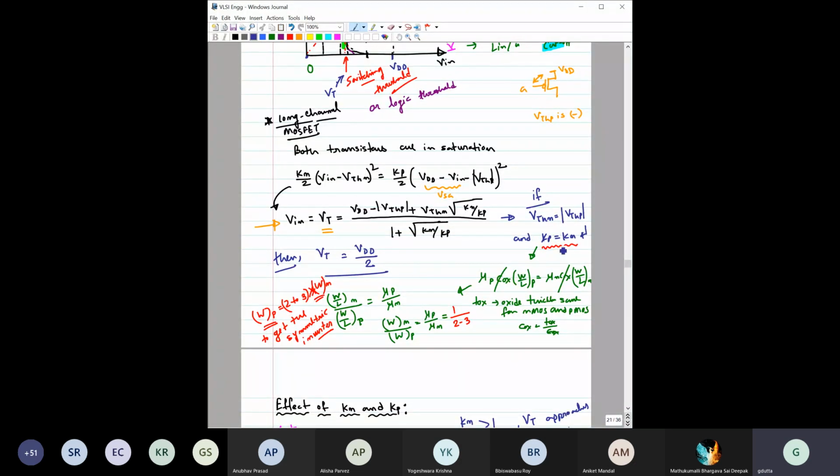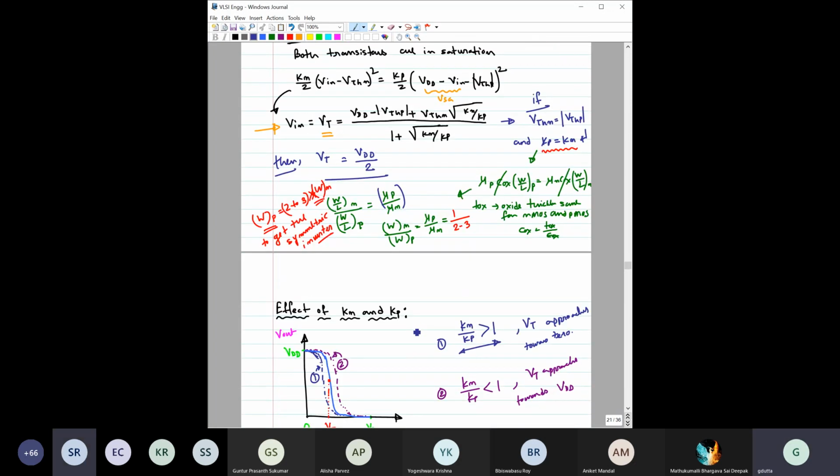If we write the complete expression of Kp and Kn, and Cox is the same, from here you can easily get an estimation of what the ratio of W by L should be for NMOS and PMOS, because we know the ratio of mu p and mu n, the ratio of the mobility. From this criterion, we have seen that the PMOS width has to be at least 2 to 3 times that of the NMOS.